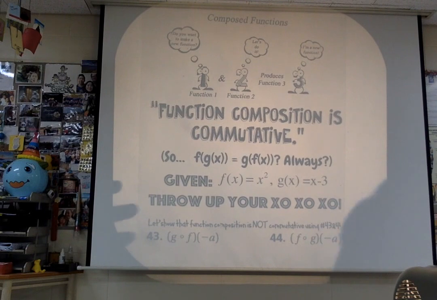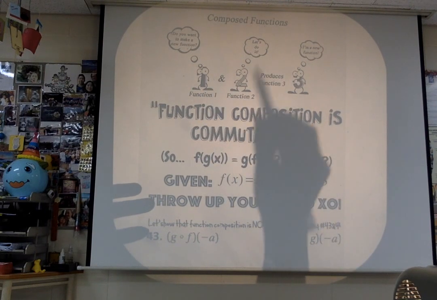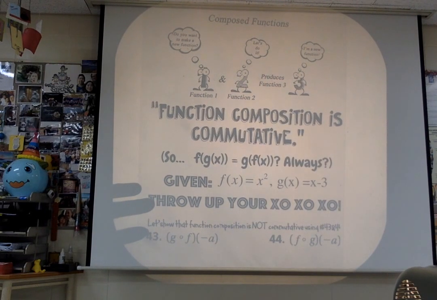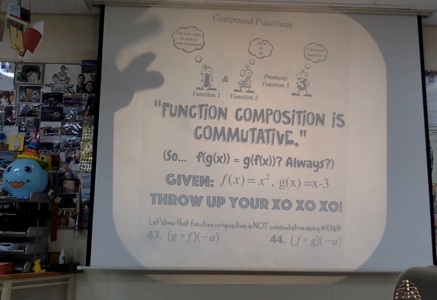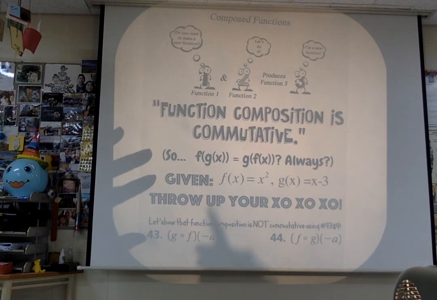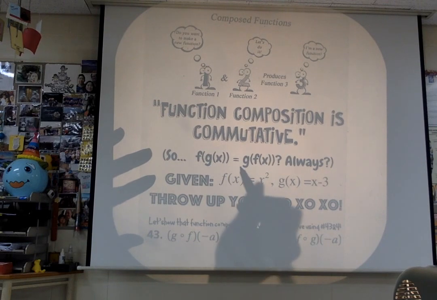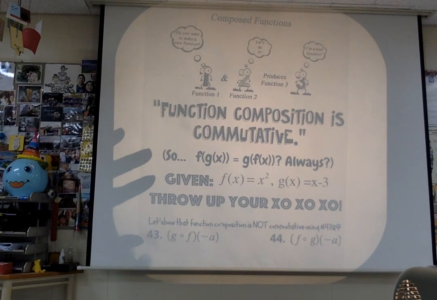So, composing functions. Do you want to make a new function? Function 1 says, let's do it. Function 2 says, and it produces function 3. I have a new function, he says. All right. Function composition is commutative. So, does that mean f of g of x is the same thing as g of f of x? Always? Is that true? So that's what we're going to check for.